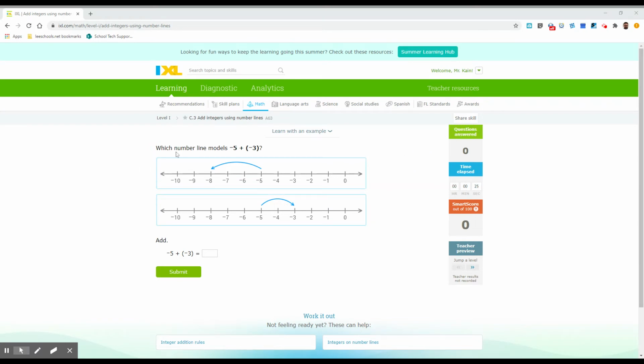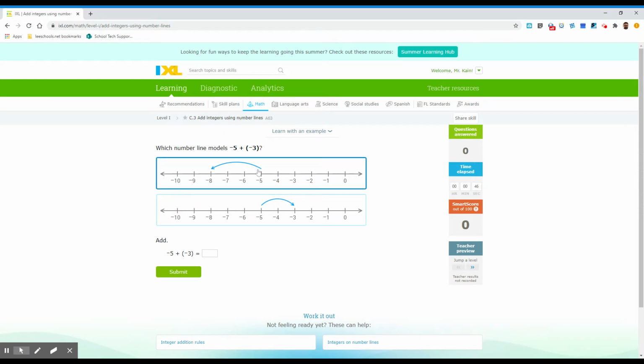So we have which number line models -5 plus -3. With number line models, it's important to look at where you start. So we start at -5. And then what are we doing? We're adding -3, which means we're going back 3. 1, 2, 3, which is why this one is the answer.